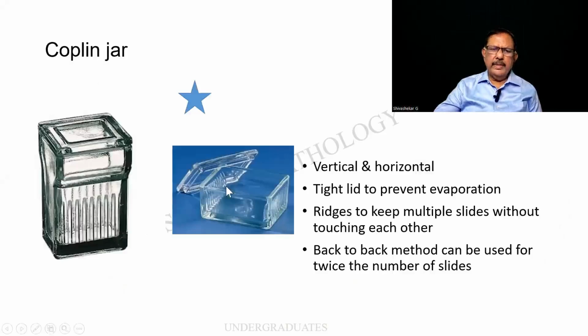This is a Coplin jar, another friend of ours. Again, the stars. So there is a tight lid over here, and if some are made of glass, I can see them. Otherwise, if they are made up of thick plastic, you will have to look inside. There will be multiple ridges. The ridges are used to prevent the slides from sticking to each other. And if you are clever enough, you can keep two slides back to back in arrangement. Now there are 5 ridges, so I can keep at least 10 slides in this Coplin jar for either part of processing or for staining.